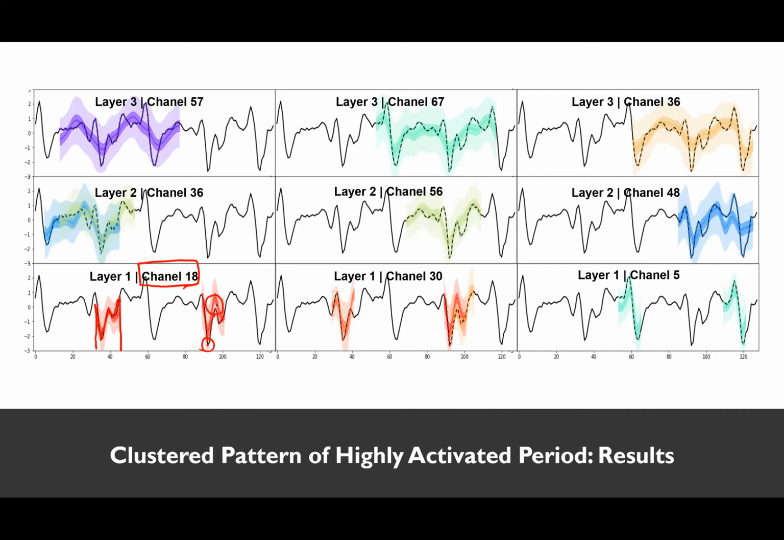If you go on, in layer 2, this is channel 36 which is activated, but you can see that even if there is an unmatched part in terms of the mean, this part is well matched. This part is less matched in the clustered pattern. And we can also see that the overall shape is well matched in channel 56, and in terms of mean value there are some parts which are less matched, right?